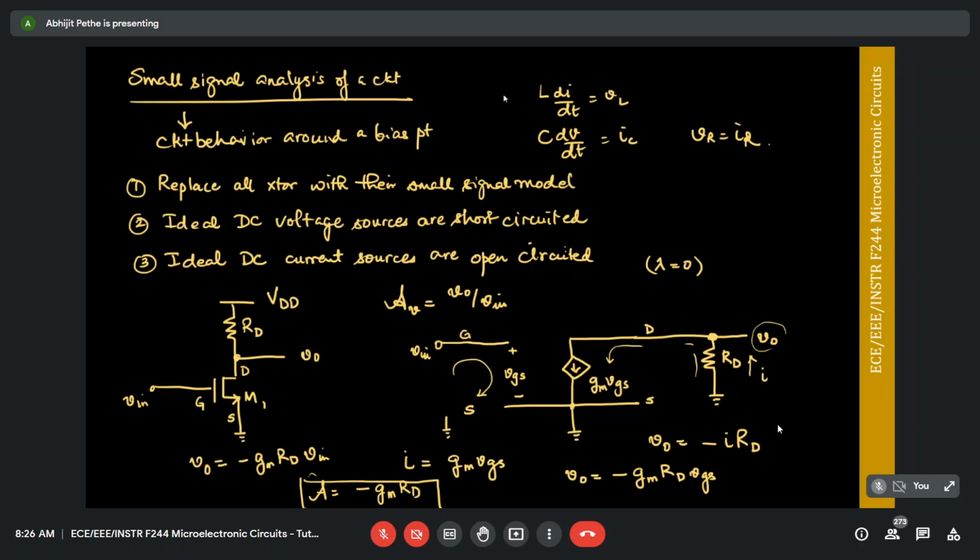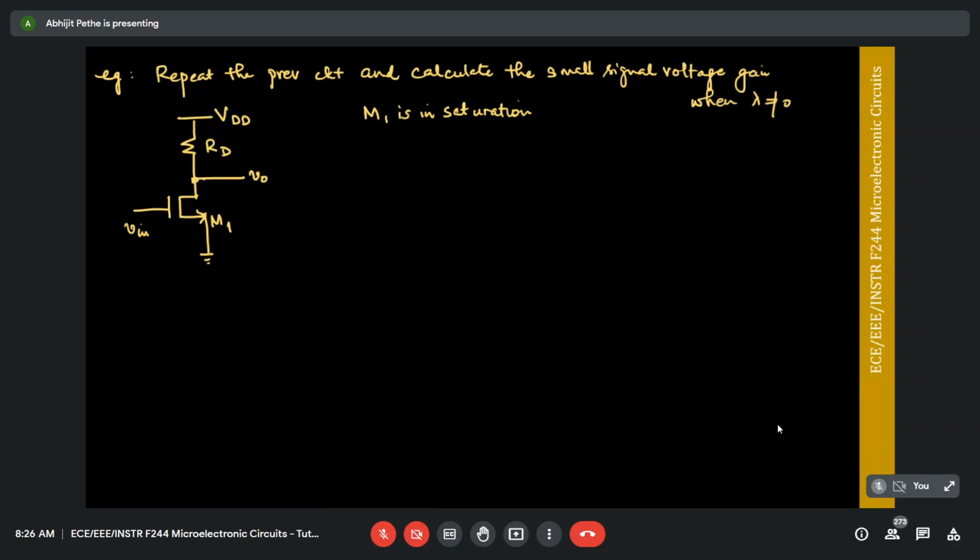Thank you, sir. So M1 is in saturation. Let's first identify the three terminals: drain, source, and gate. Let's draw the small signal model of M1 first. Now lambda is not equal to 0. So again, this is your gate, source, drain. This is VGS.